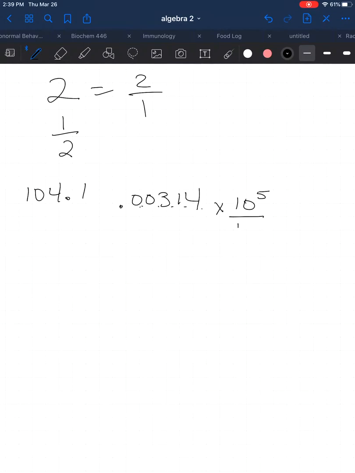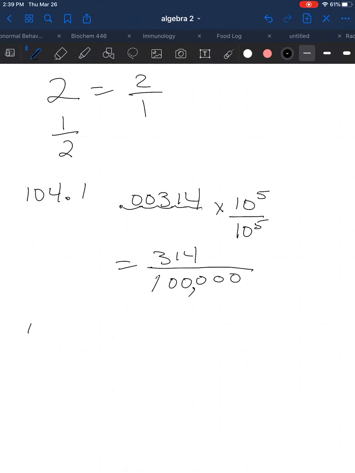If I multiply by 10 to the 5th, I also have to divide by 10 to the 5th. All right? So when we multiply by that, it moves it over the 5 places. So it becomes 314 in the numerator. And then 10 to the 5th is simply 1 with 5 zeros. So it's 314 over 100,000.